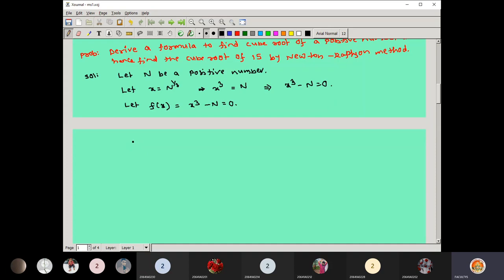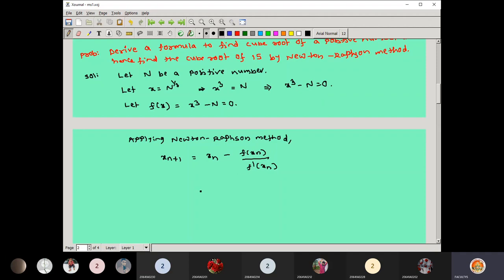Just apply the Newton-Raphson method, because the N value is not given here. So directly I'm using x n plus 1 equal to, what is the formula for this? xn minus f of xn divided by f dash of xn. This is your formula in order to calculate the approximate root.